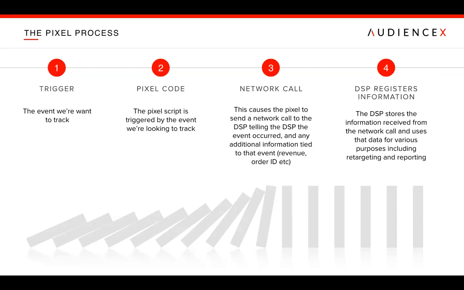If we had a parameterized conversion pixel, the site would also say, oh, by the way, Susie made an e-commerce purchase and her purchase was $29. And then the DSP says, okay, great. And it classifies all that information in its system, which allows us to retarget and to report on all of that activity.